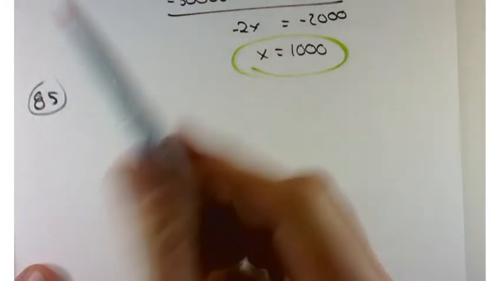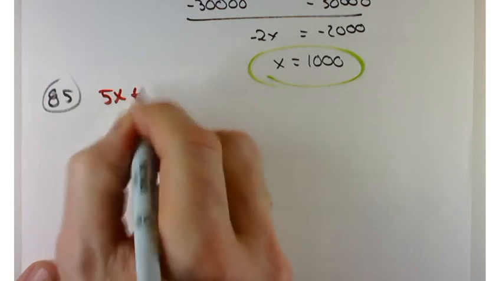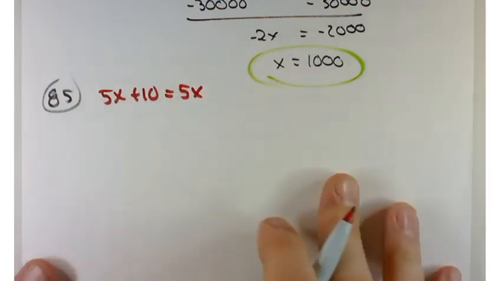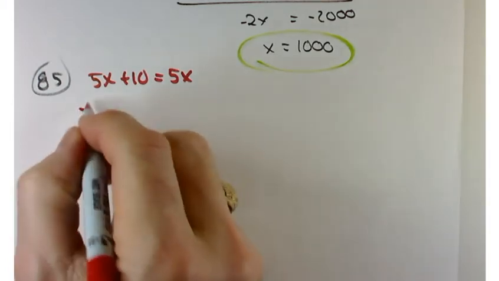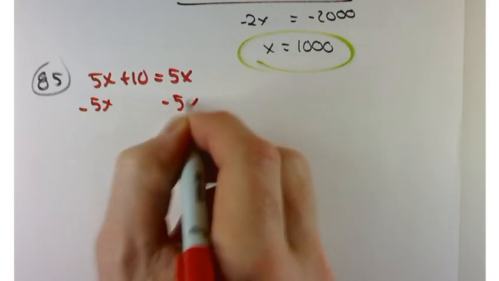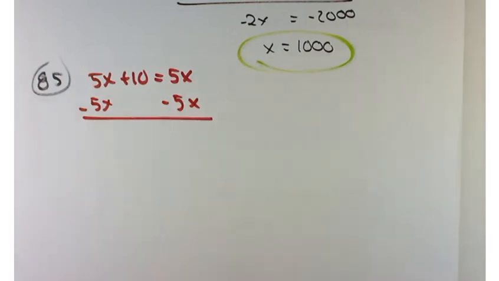All right, so problem number 85. 5x plus 10 equals 5x. This is kind of a strange problem. In fact, if you looked at this carefully for a moment, you might think, something looks wrong. But let's not think about it too much. Suppose you said, all right, I know I need to get the variable on one side. Doesn't matter which side because they're both the same, so I'll subtract 5x from both sides. What equation do I get from that? What's the result? Yeah, 10 equals 0.